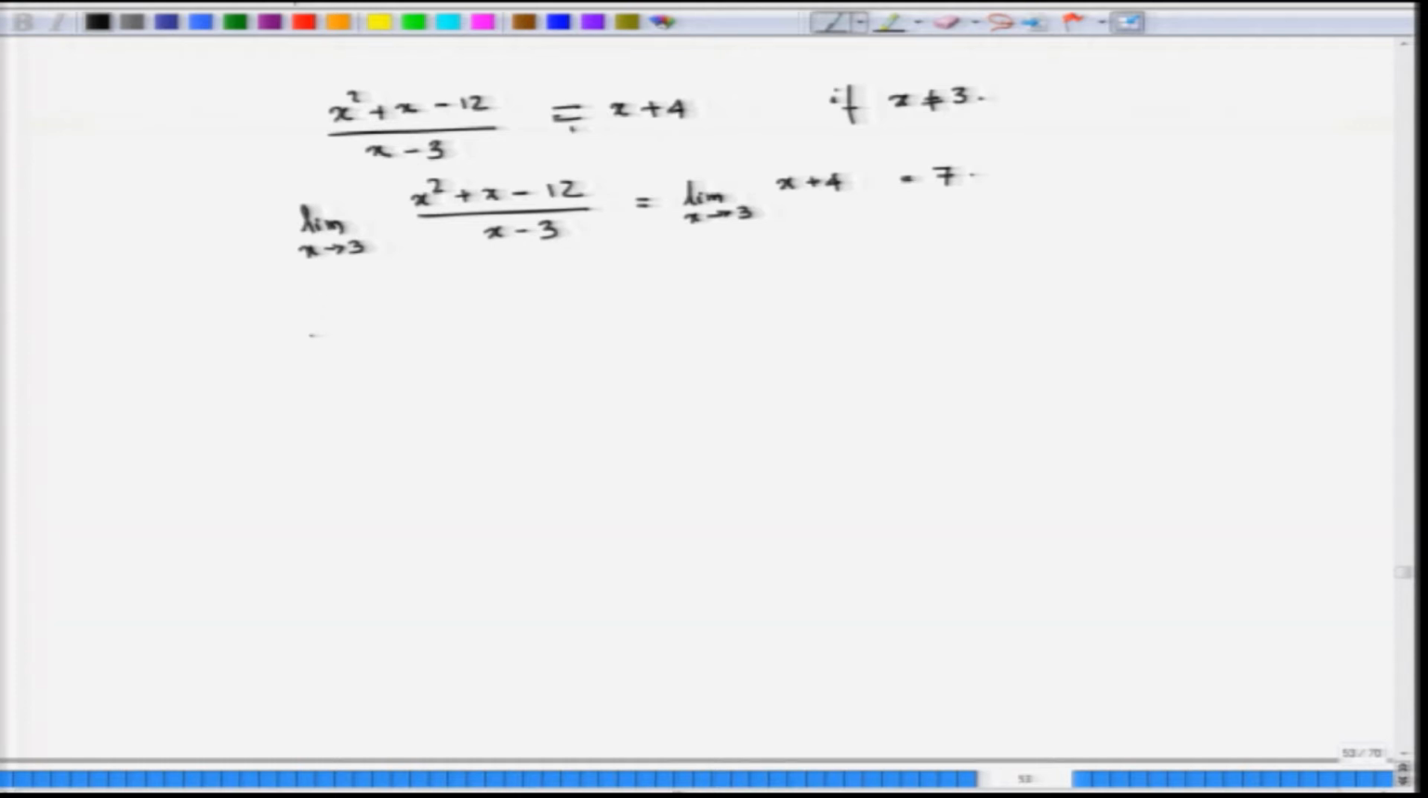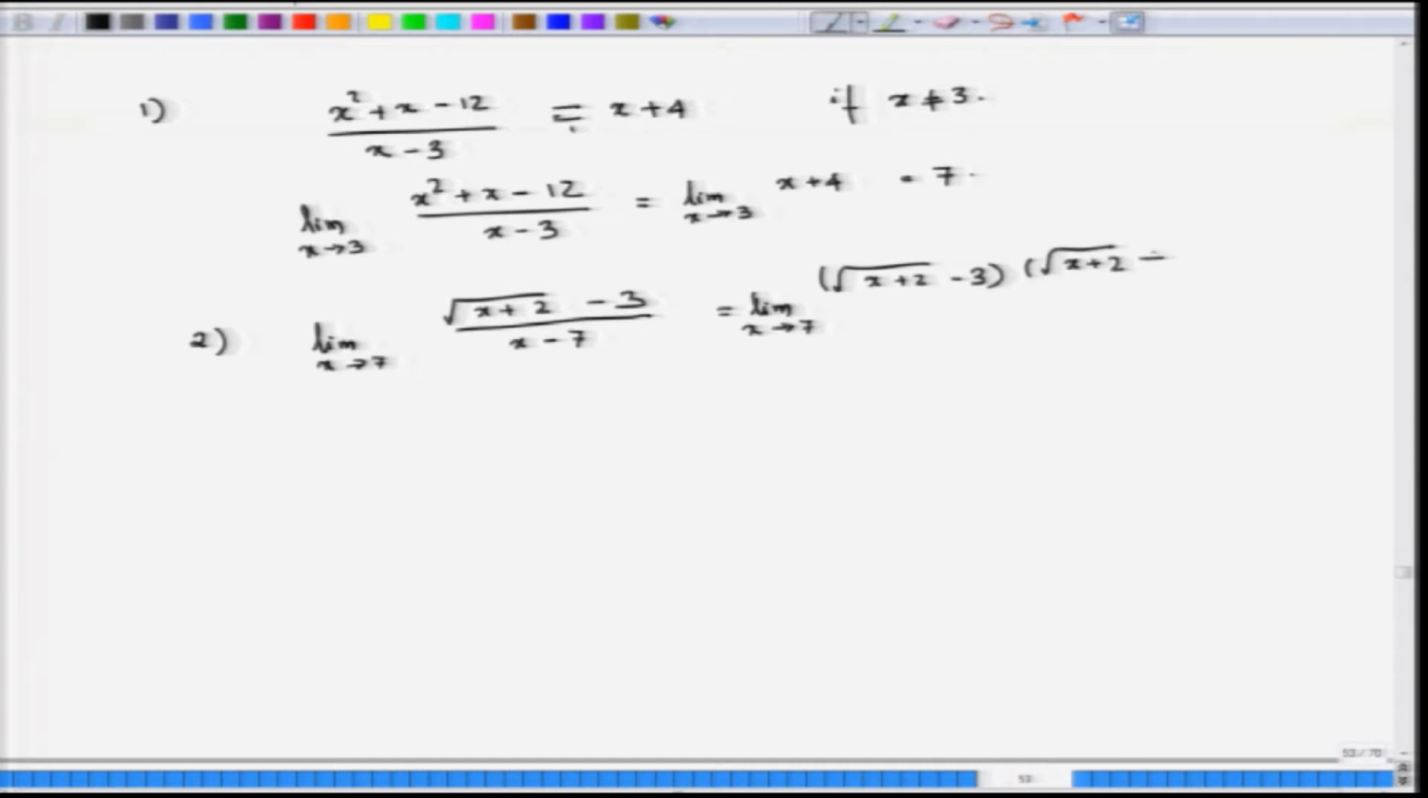So, similarly another example we can take. This is example 1, example 2 we can take: limit x goes to 7 of (square root of x plus 2 minus 3) by (x minus 7). So, now how are we going to find the limit here? What we do is that we can write this as limit x goes to 7 of (square root of x plus 2 minus 3) into (square root of x plus 2 plus 3) divided by (x minus 7) into (square root of x plus 2 plus 3).